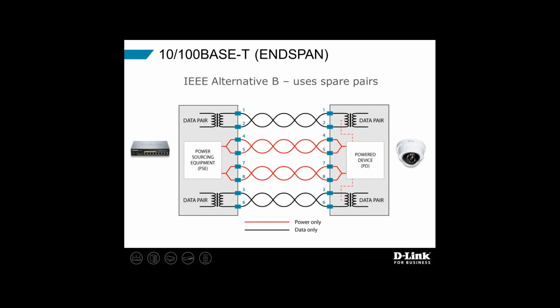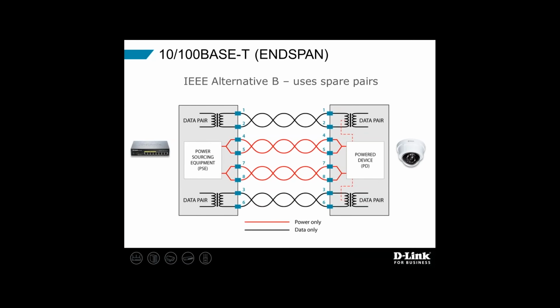And alternative B puts the power, the PoE power, on the unused pairs. They're called spare pairs, 4, 5, 7, 8. And that's what I'm depicting here. So the solid black pairs are data only, and the red pairs, the two red twisted pairs, are the power. So again, 10/100 network, alternative B, data on 1, 2, 3, 6, power only on 4, 5, 7, 8.